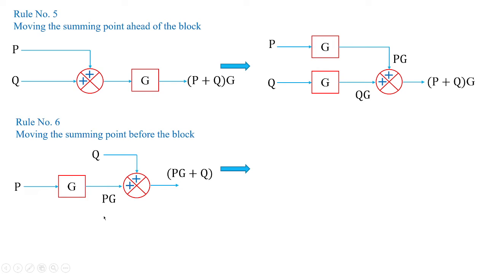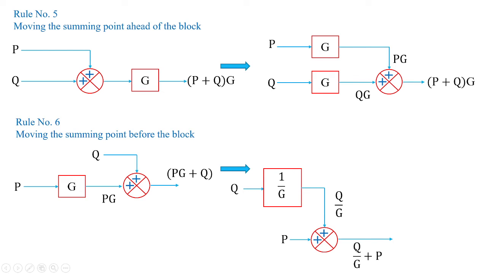So this representation can be done by taking P in this fashion. Okay, P I have taken directly to the summing point, and Q I am dividing with G, so that I'm going to get the value as Q by G, and it is given as addition to the summing point. The resultant of these two will be Q by G plus P. Then I'll take the block G, and I'll give this Q by G plus P as input to G. Then I'm going to get the value as PG plus Q. So the answer is the same as this answer, that is PG plus Q.